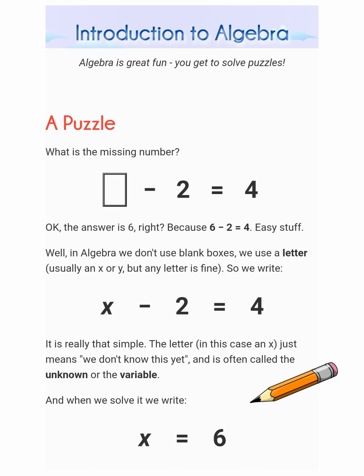So if we put the minus 2 over the right side of the equation, then the minus 2 would turn into plus 2. Then 4 plus 2 would be 6, and the equation would be finalized as x is equal to 6, and x has a value of 6.